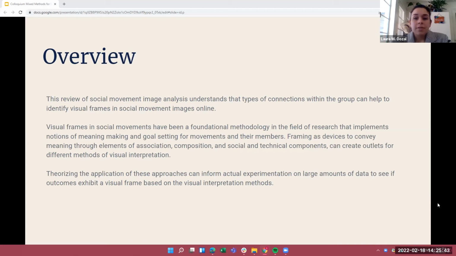Framing as devices to convey meaning through elements of association, composition, and social and technical components can create outlets for different methods of visual interpretation. Theorizing the application of these approaches can inform actual experimentation on large amounts of data to see if outcomes exhibit a visual frame based on the visual interpretation methods.